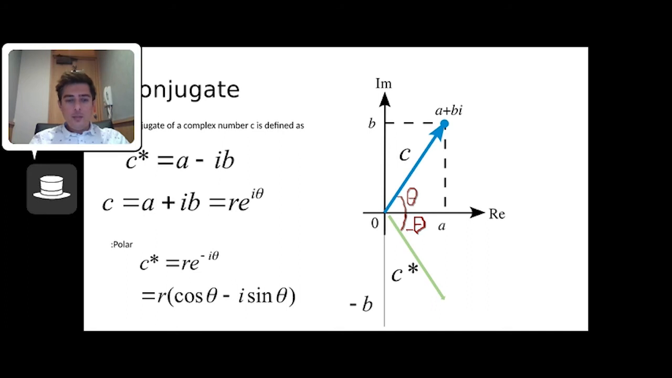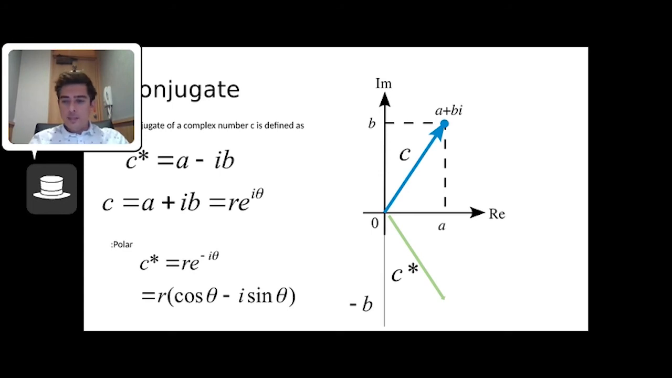This also makes sense in terms of the properties of the trigonometric functions, because cosine of minus theta is equal to just cosine of theta, whereas sine of minus theta is actually equal to minus sine of theta.